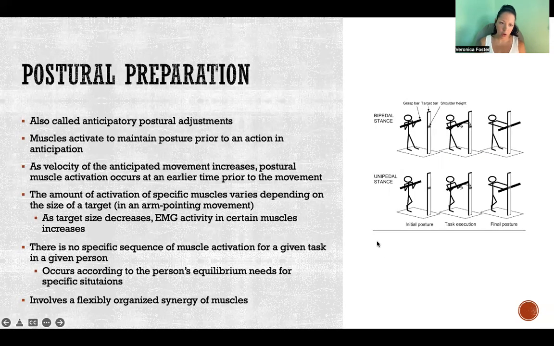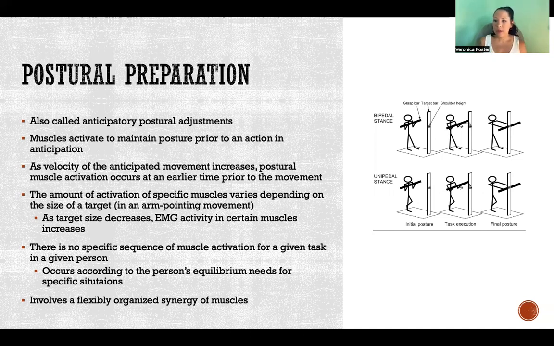Postural preparation is also referred to as anticipatory postural adjustments. Depending on what the activity is and the constraints of the movement, that's when muscles in different parts of the body activate to maintain posture prior to an action, in anticipation. So before the action has actually begun, different muscles in different parts of the body will activate to maintain posture.